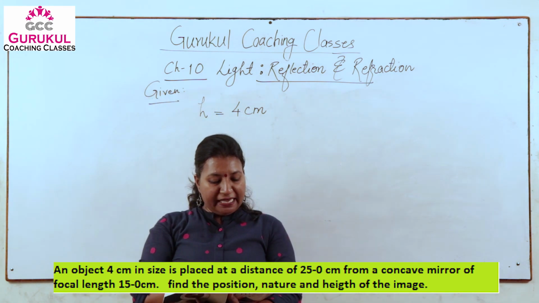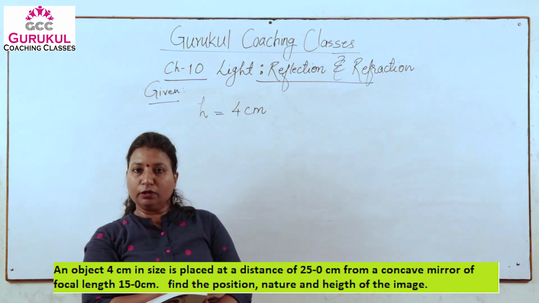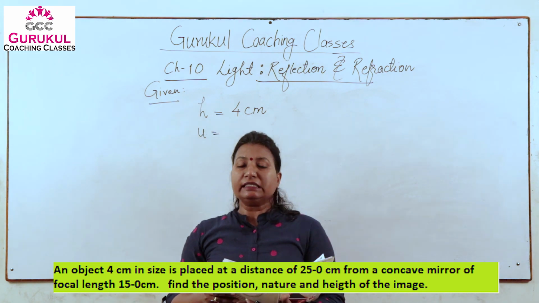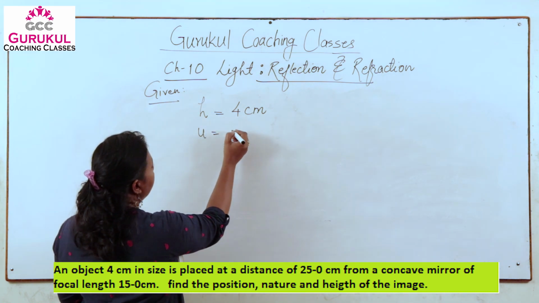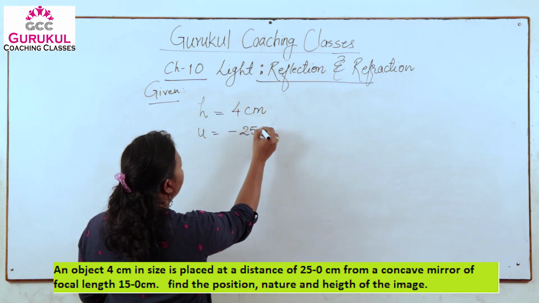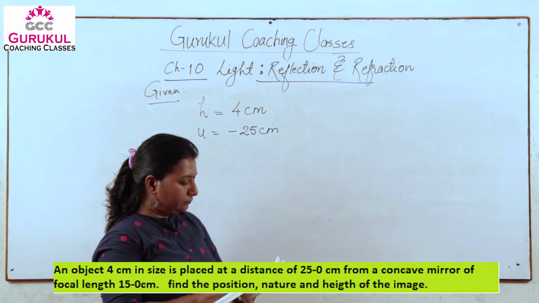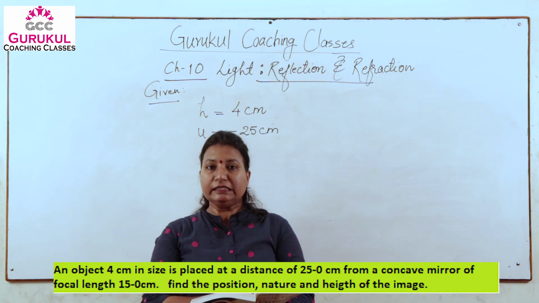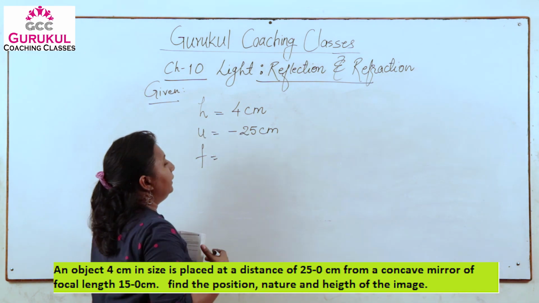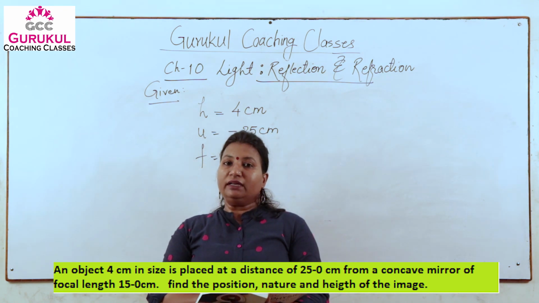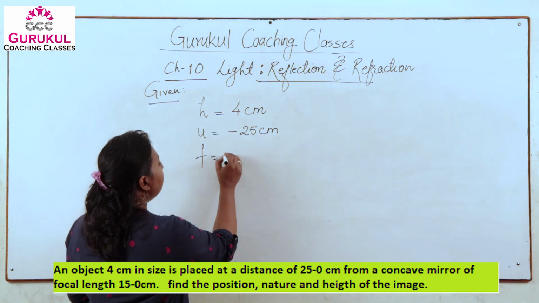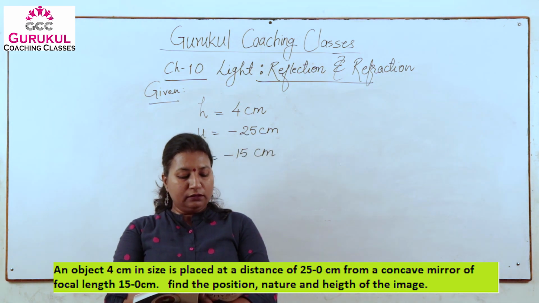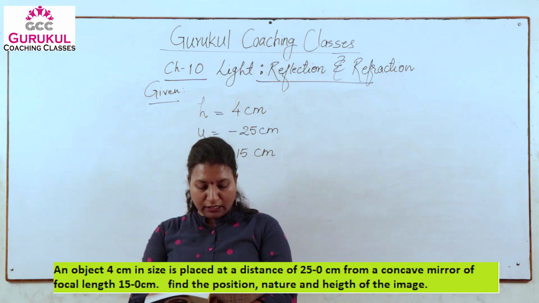Then it is placed at a distance of 25 centimeter from a concave mirror, which means u is given. We always take object distance as negative, so u is minus 25 centimeter. Then the focal length of the concave mirror is 15 centimeter. A concave mirror always has a negative focal length, so we will write minus 15 centimeter. Now we have to find the position, nature and the height of the image.